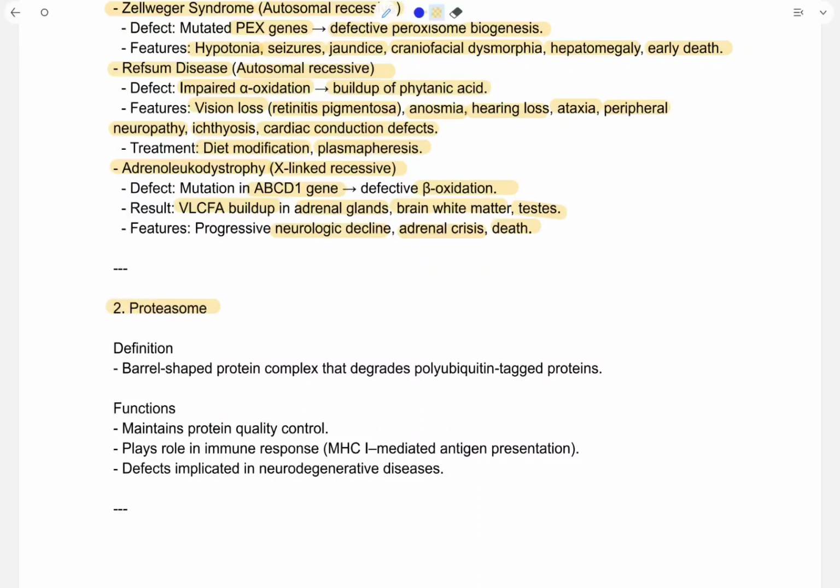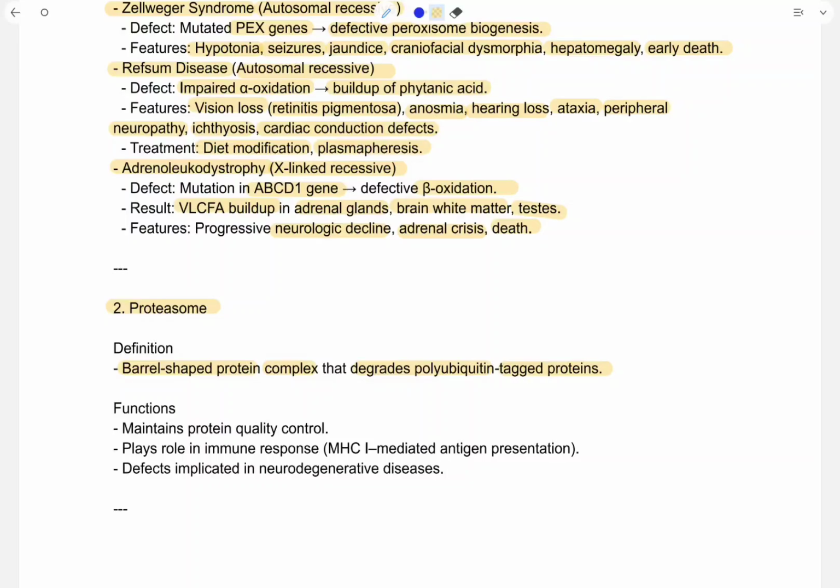Proteasome. This is another very important organelle located within the cell. The proteasome is a barrel-shaped protein complex, and it degrades polyubiquitin-tagged proteins. Some proteins are tagged with ubiquitin, and the main function of the proteasome is to degrade these polyubiquitin-tagged proteins.